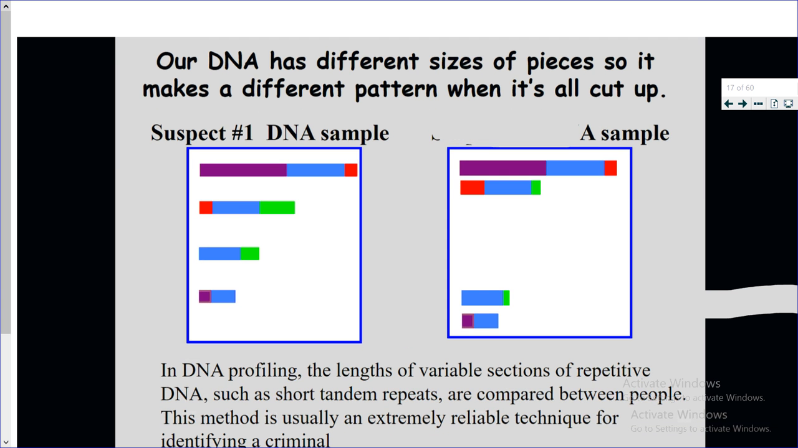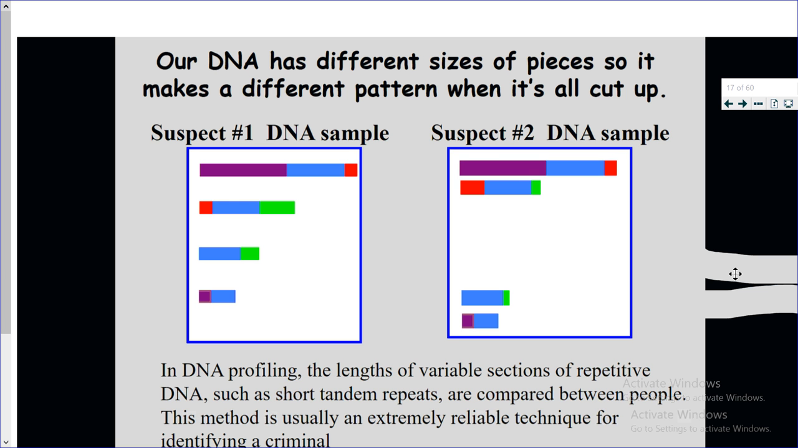Our DNA has different sizes. And this comes from that whole process, the last process. What was the last process in your whole gel electrophoresis? So our DNA has different sizes of pieces, so it makes a different pattern when we cut it up. What do we cut it up with? Enzymes. What are those things that cut it up? Say it louder. Enzymes. They're going to cut specific areas, so you might want to put 'cut up with enzymes' underneath when you put 'cut it up.'